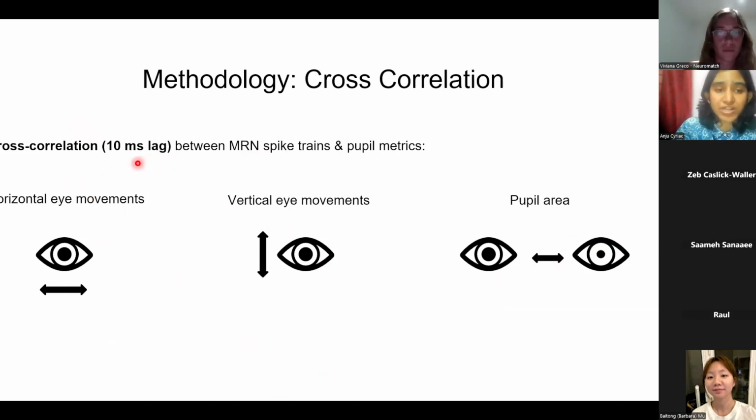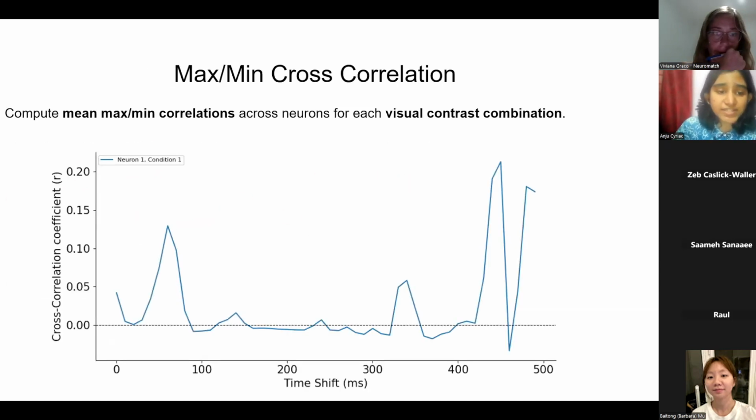And we used a lag of 10 millisecond for our cross correlation. So we shifted MRN versus horizontal eye movement by a 10 millisecond lag each time and recorded the cross correlation. And then after that, we get something like this. So for one neuron, for one particular condition, meaning one particular combination of left and right stimuli, this is how the graph looks after we calculate the cross correlation across different time shifts.